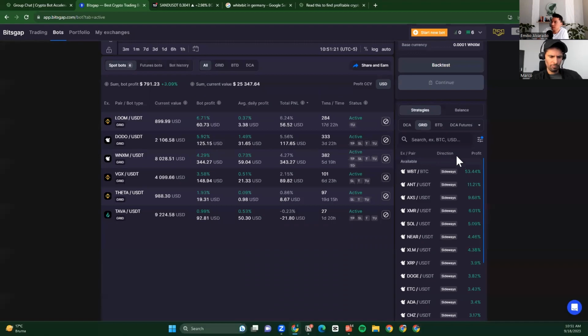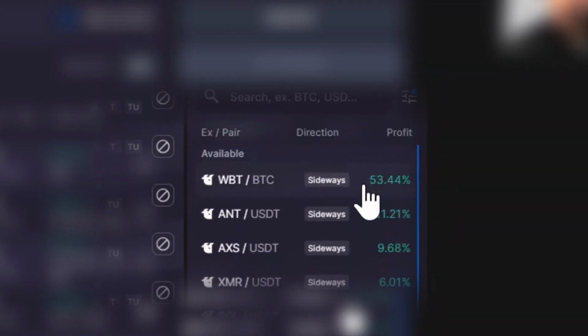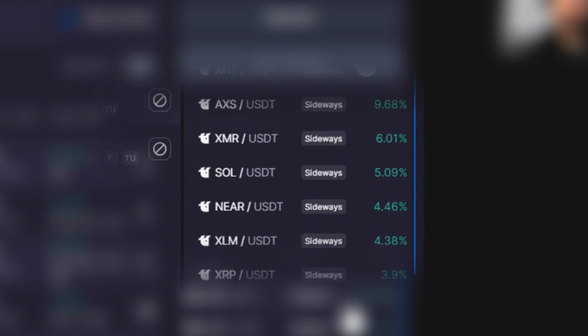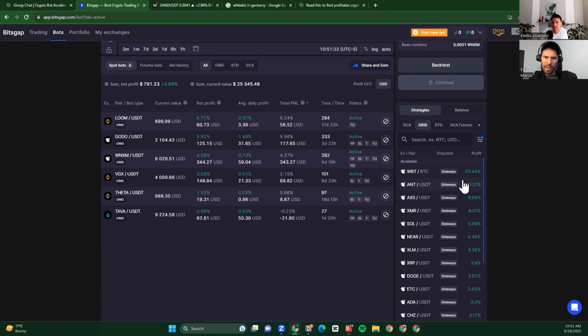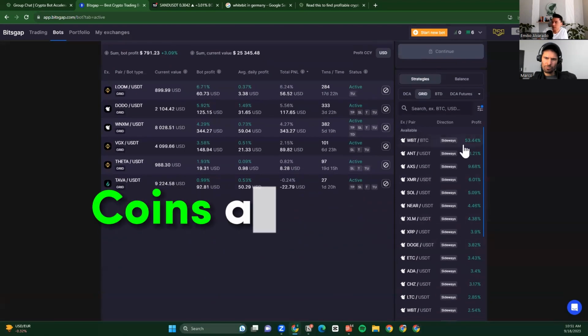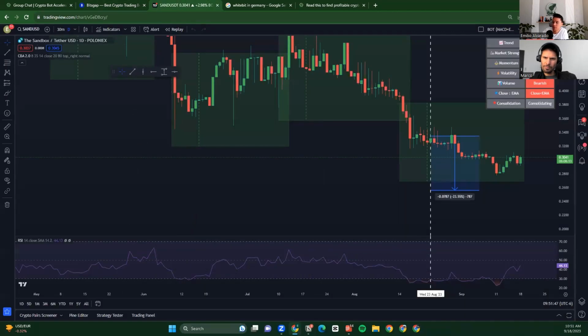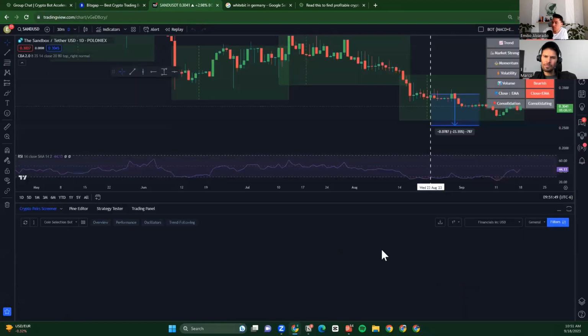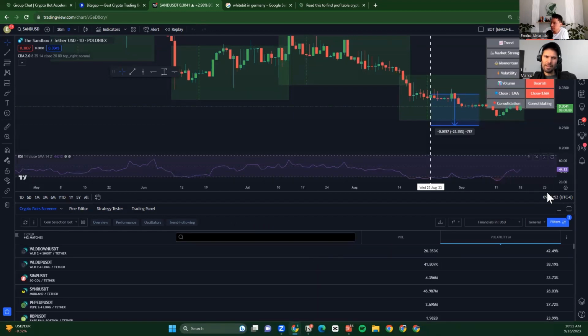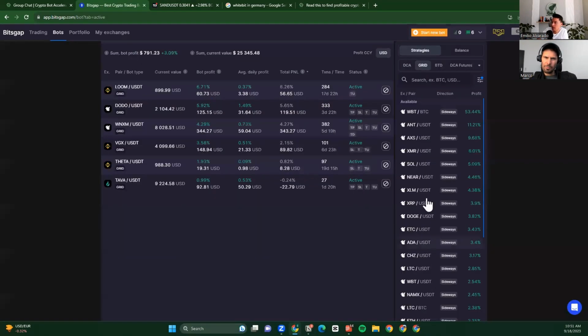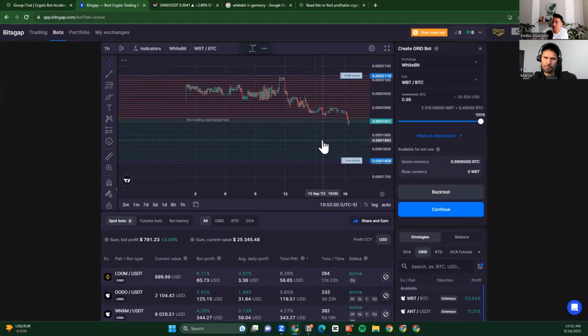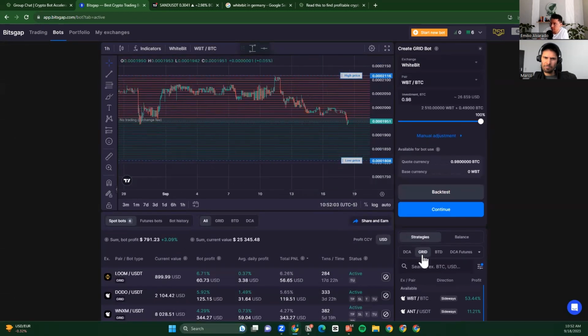What it's going to show you is the best cryptocurrencies that have been trading on the sideways movement for the last 30 days. So now we should not ignore this list. We should really take this, because these coins listed right here are proven to be profitable on the sideways market. So instead of going on TradingView one by one, like we have been doing, now we have this list that we know is working on the sideways movement.